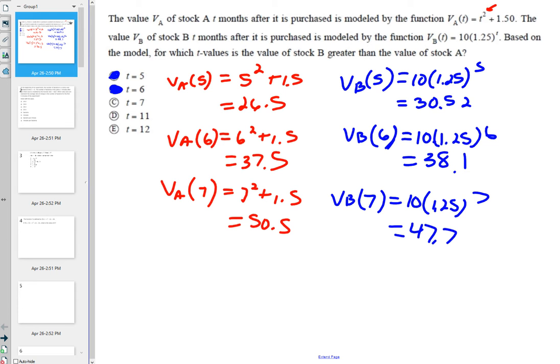And it's pretty safe to assume that here. Let me just do it on the calculator to save time. 11 squared, I know that here. This is VA at 11 and VA at 12. That I can do in my head. That's quick. 11 squared is 121 plus 1.5 is 122.5. 12 squared is 144 plus 1.5 is 145.5. So 1.25 to the 11th times 10. I'm getting 116. So B is smaller for 11. It's going to be smaller for 12 also.